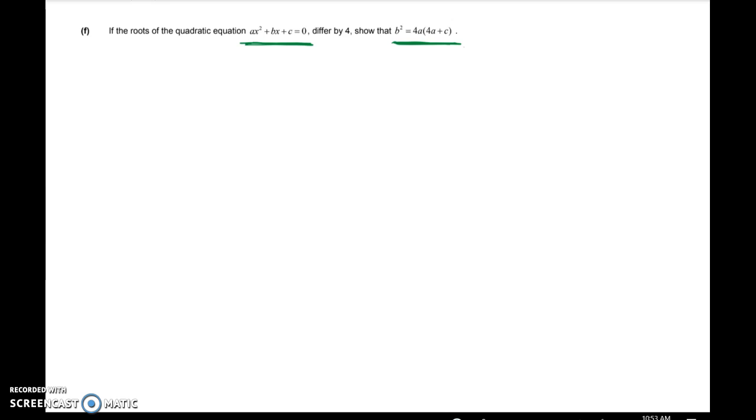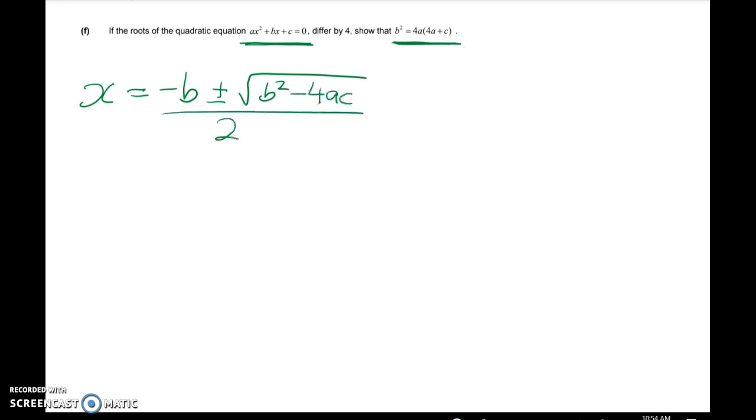So let's think about what that tells us. So x is equal to, in general, negative b plus or minus the square root of the discriminant divided by 2a. So we know that there are two solutions to this quadratic, and they differ by 4. So we can call the roots alpha and beta. And we know that alpha minus beta equals 4.